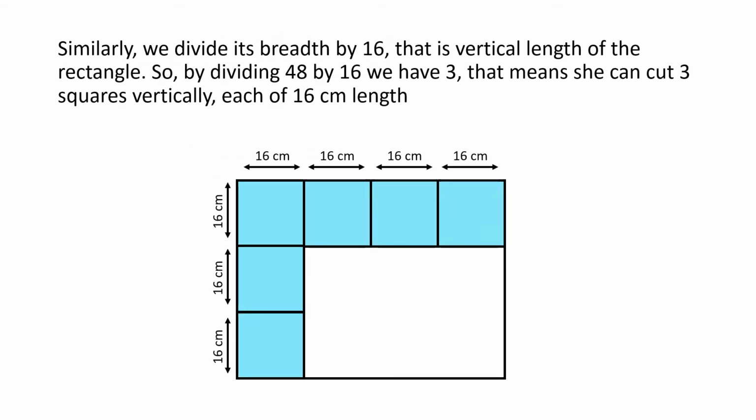Similarly, we divide its breadth by 16, that is the vertical length of the rectangle. So, by dividing 48 by 16 we have 3, that means she can cut 3 squares vertically, each of 16 centimeters length.